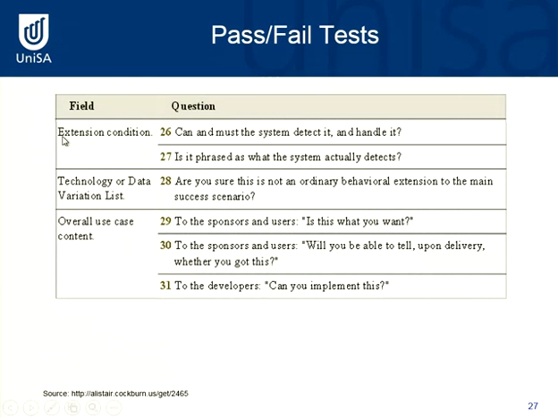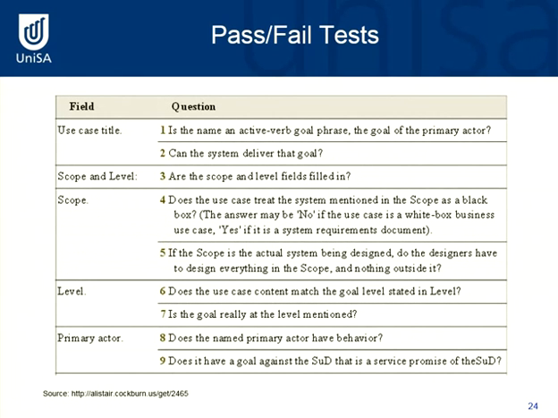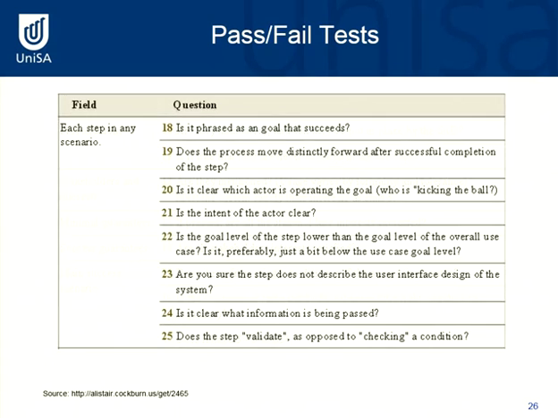Whoops. And again, we've got extension conditions. Can and must the system detect it and handle it? Is it phrased as what the system actually detects? And a couple of extra things there. So basically it has a lot of the fields that were given in the template I provided you, and some questions to ask yourself as you're filling out that information.